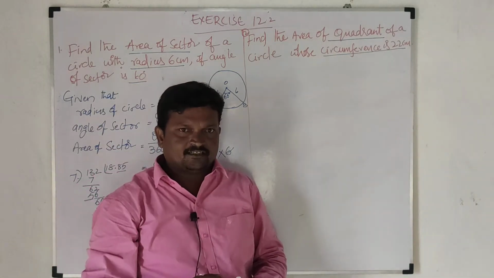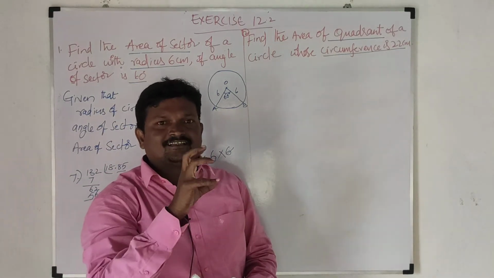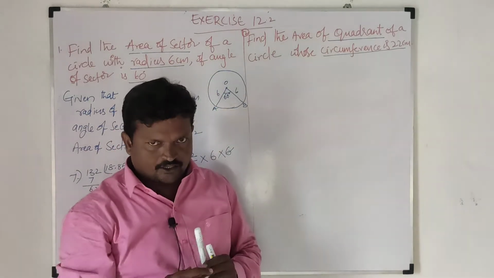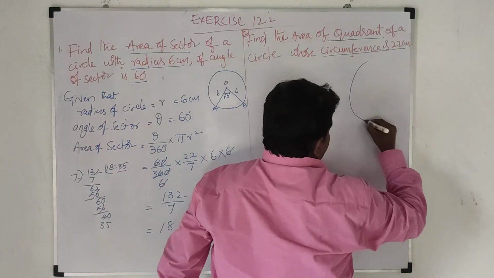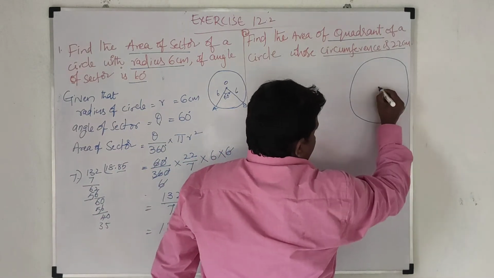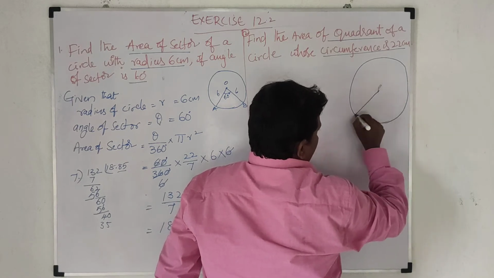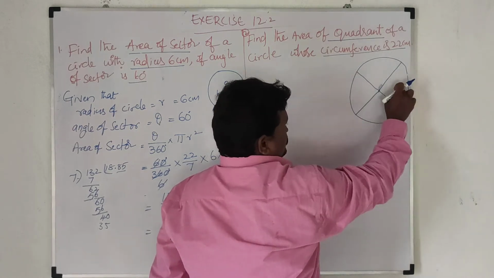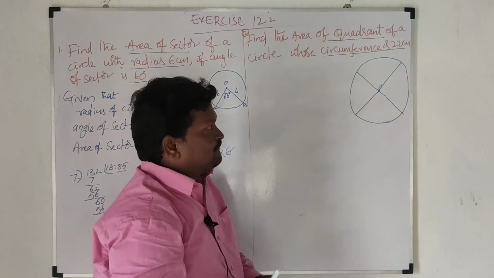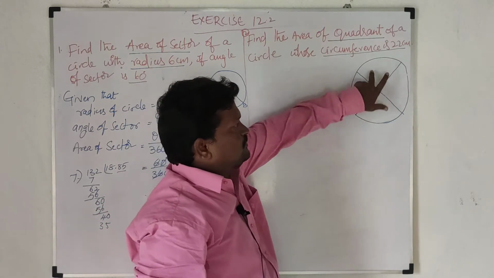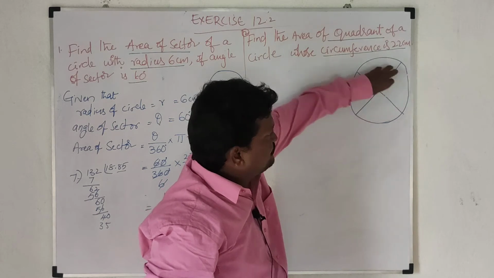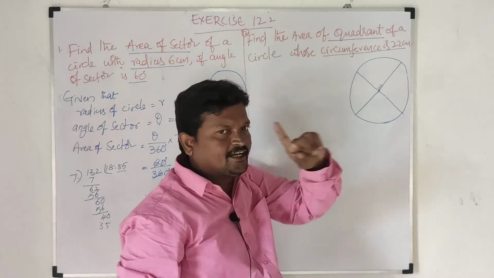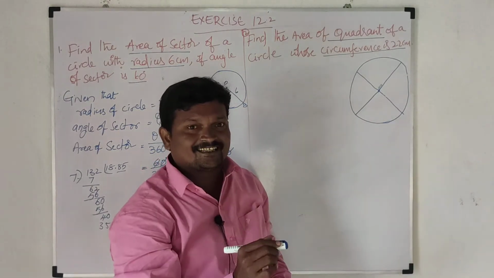What is meant by quadrant? Quadrant means if we divide the circle into 4 equal parts, each part is called a quadrant. For example, see, this is a circle with center O. This is one part, this is one: 1, 2, 3, 4. So if we divide a circle into 4 equal parts, then each portion of the circle is called a quadrant. So here we are dividing the circle into how many parts?